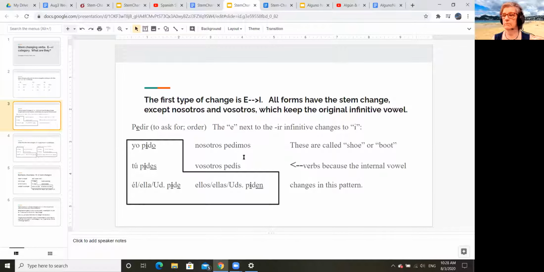Pido. La forma de tú: pides. La forma de él, ella, usted: pide. La forma de ellos, ellas, ustedes: piden. But we go back to the PE of pedir when we do nosotros: pedimos. Pido, pides, pide, piden, pedimos. If you're in Spain, pedís, you guys order, you guys ask for.